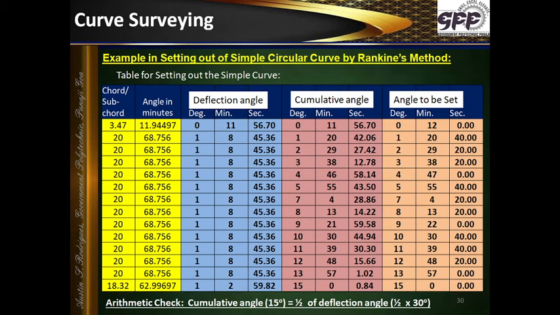The arithmetic check in this simple circular curve, when it is done using Rankine's method, is that the final angle we get will always be equal to half of the deflection angle. We know that the deflection angle given was 30 degrees. The final angle over here is 15 degrees. So the arithmetic check: the cumulative angle of 15 degrees 0 minutes 00 seconds is equal to half of the deflection angle. And that tells me that all the calculations which have been performed are perfect.